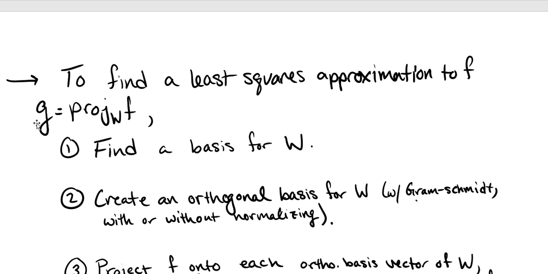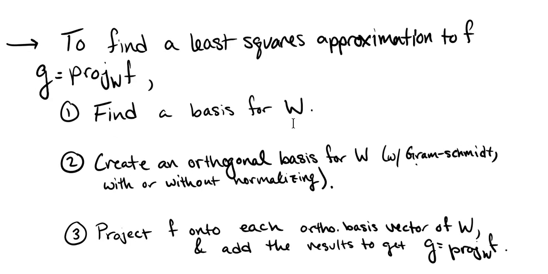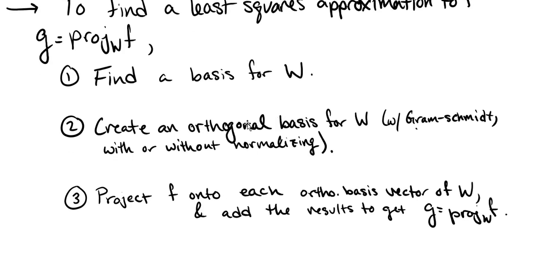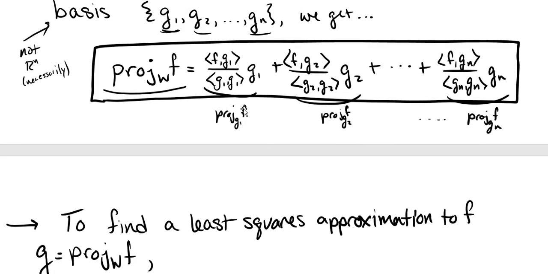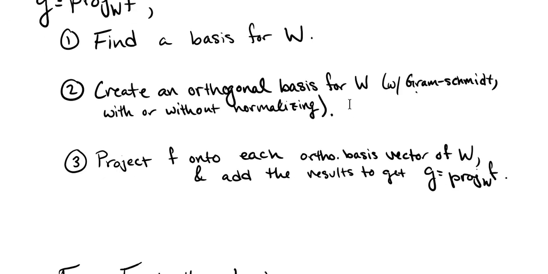To find that least squares approximation function G, which is the approximation to F, first, as we mentioned up there, we're going to find a basis for W. Then to make sure it's an orthogonal basis, we can apply Gram-Schmidt. Again, wherever we had a dot product in the usual Gram-Schmidt process, we've seen how to think of projection with an inner product instead of a dot product. So we can apply Gram-Schmidt just the same way as we did before, even if we're not working in Rn.